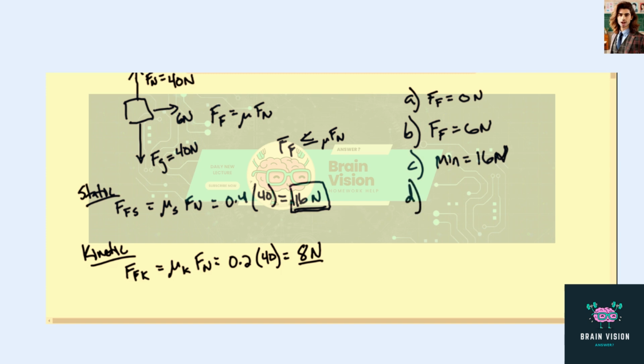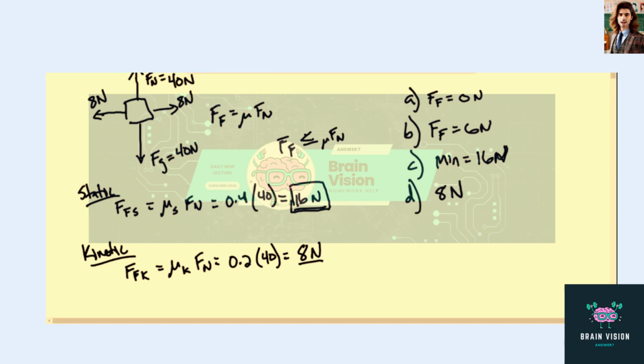Okay, D. What minimum horizontal force must the monkey apply to keep the box moving at a constant velocity? Now the box is already moving, right? We want to keep it moving at a constant velocity. Once the box is moving, kinetic friction takes over, and kinetic friction is 8 newtons. Moving at a constant speed means no net force, so the applied force also has to be 8 newtons. You need 8 newtons of push to balance the kinetic friction of 8 newtons.